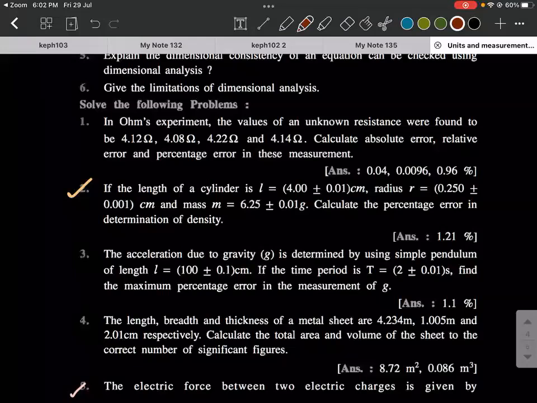You can ask me, why did they give it as h? Why did they call the height of the cylinder? Why did they use the word length of the cylinder? It's simple. If you take a cylinder and place it vertically, you call that height. If you place the cylinder horizontally, you call it length. So in this case, the cylinder is kept horizontal.